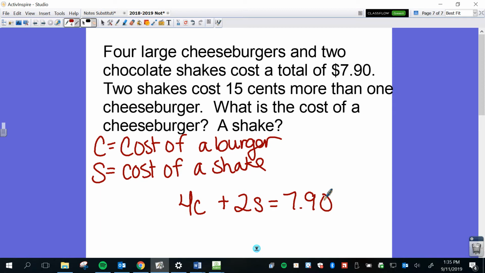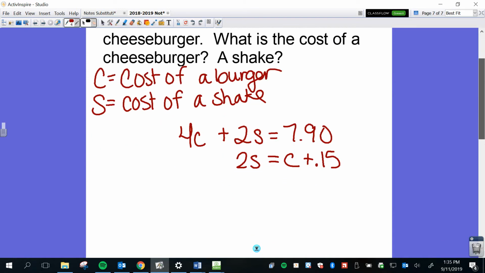Okay. Next equation. 2 shakes, so that would be 2S, right? Cost 15 cents more than 1 cheeseburger. So 2S equals 1 cheeseburger plus what? 15 cents. So 0.15. There's our system. You could have put 0.15 plus C. It's the same. Okay? All right, now the question becomes, what method are we going to use to solve this?